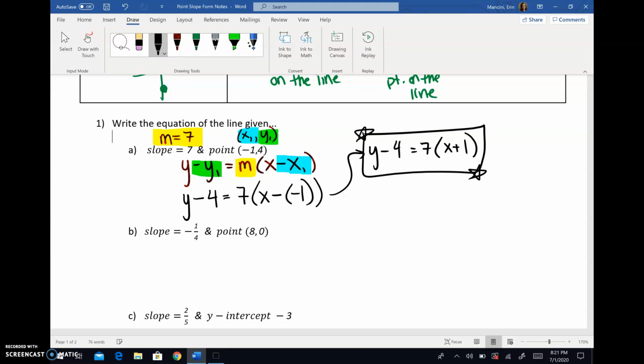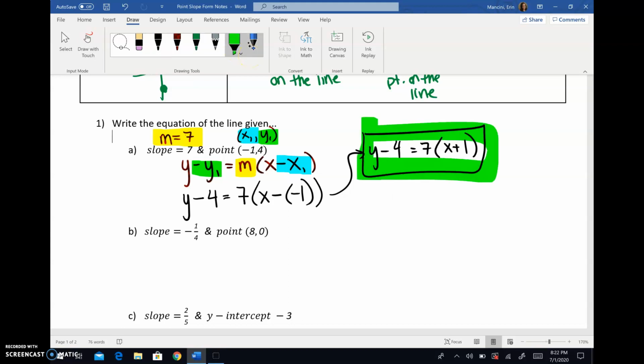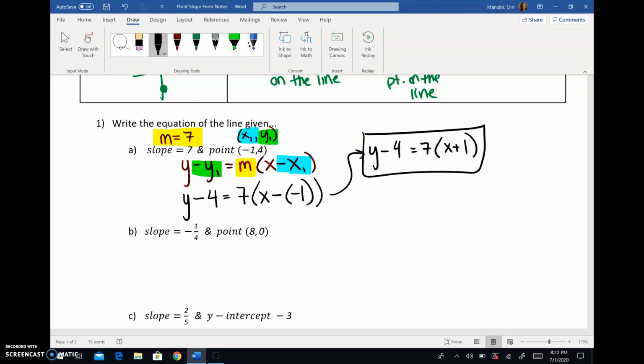If you wanted to go backwards and I gave you this problem and asked what is your slope and what is your point, you could say, okay, this number is the slope, so my m equals 7. This is my point, so my point is going to be, oh wait, my point is actually -1, 4, as we saw over here.